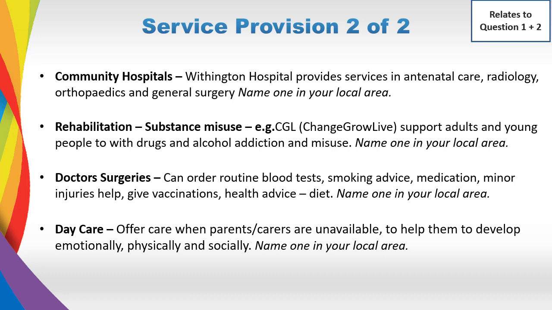Doctor's surgeries. The services they provide include ordering routine blood tests, smoking advice, medication, and help with minor injuries. They can give vaccinations, and they can give you health advice such as for your diet. I'd like you to name your local doctor's surgery. And daycare. They offer care when parents or carers are unavailable, to help children develop emotionally, physically and socially. Daycare might be a little bit tricky to find, but I'm going to give you that task now. So you can pause this video while you look for some of those in your local areas.